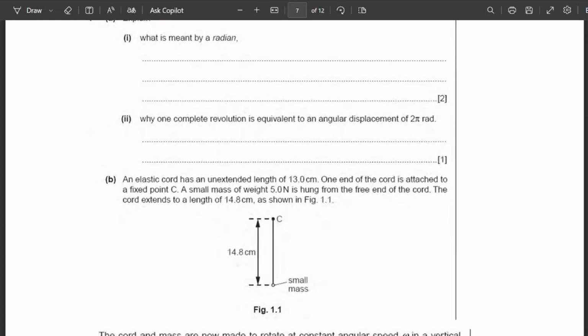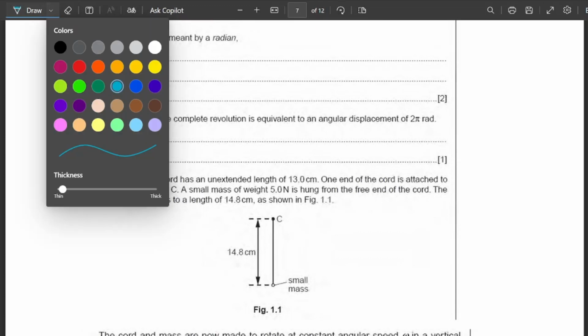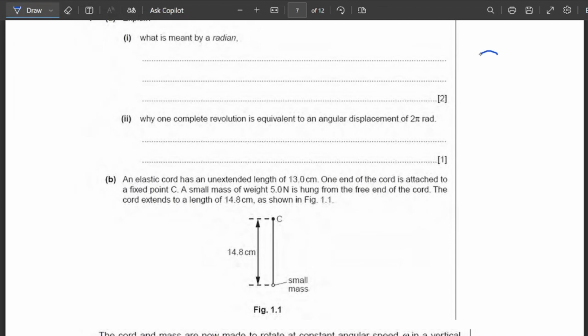It says why one complete revolution is equivalent to an angular displacement of 2 pi radians. And what they're basically trying to ask you is why, when you go around a circle, the angle you cover is equal to 2 pi radians. And that basically comes out of this formula, S is equal to r theta. What you need to understand is that for one revolution, you basically go around the circumference of a circle. So if you're standing over here and you go around a circle like this, the length you've covered, all of this circumference, the formula for this is 2 pi r, right? So your S is basically your 2 pi r. The distance you covered is the circumference of the circle for one revolution.